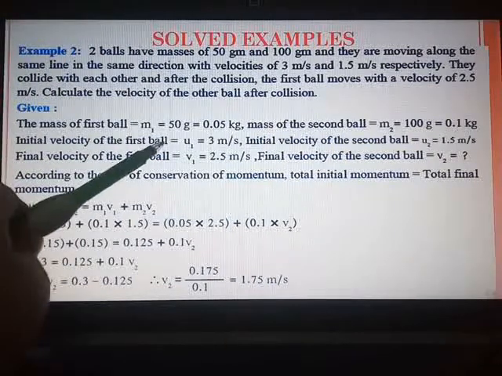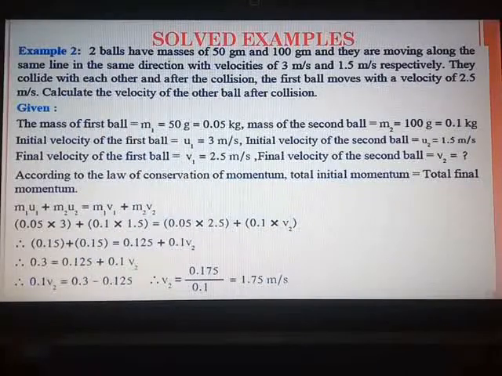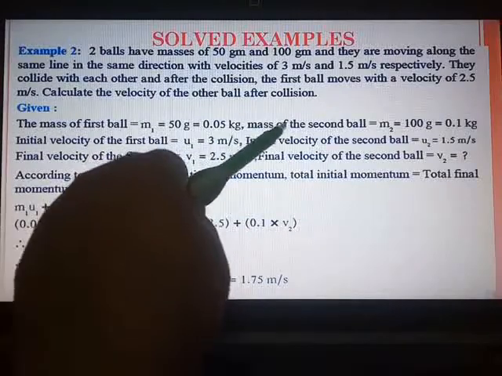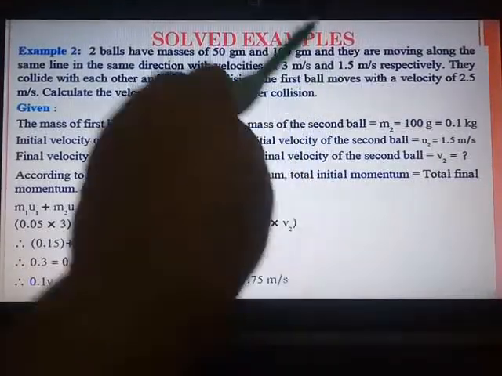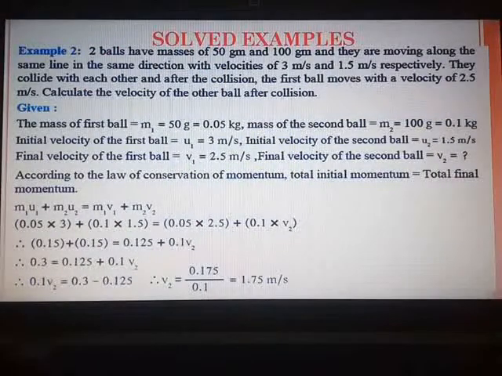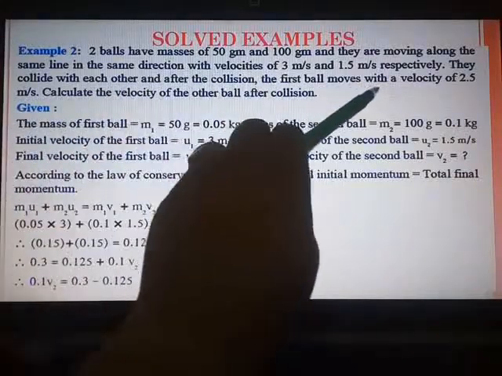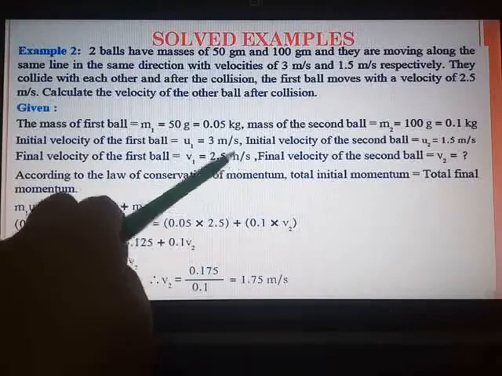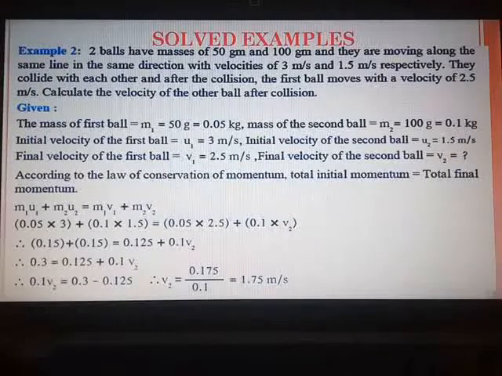Initial velocity of the first ball. The first ball was moving with a velocity of 3 meter per second. So u1 is 3 meters per second. Initial velocity of the second ball u2 is 1.5 meter per second. Final velocity of the first ball is after collision. The first ball moves with a velocity of 2.5 meter per second. You have to find out the second ball's final velocity, that is v2.